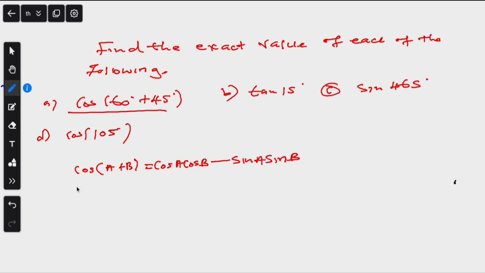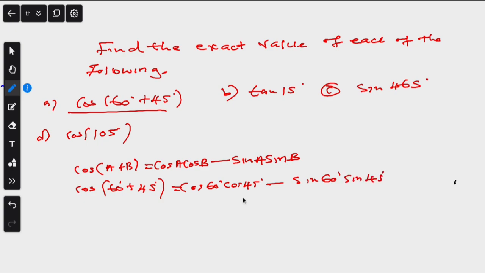So let's put now the values. So meaning to say the value of the angle A is 60 degrees. Then the angle B is 45. So the first one we're going to have cos 60 degrees. The second one we're going to have cos 45, then minus sine 60 degrees, then also sine 45.